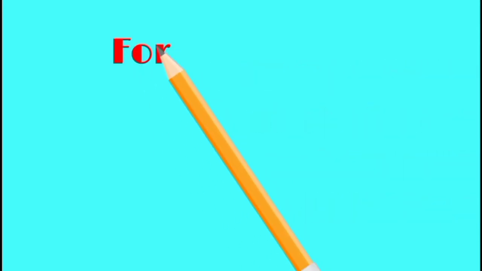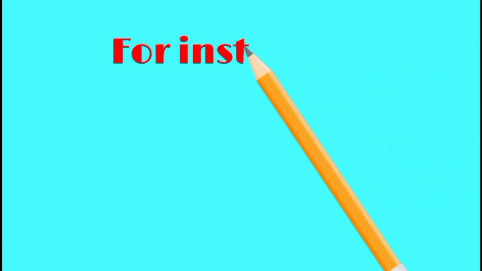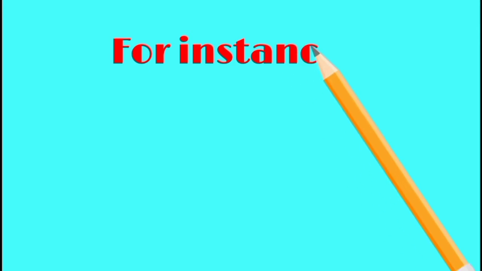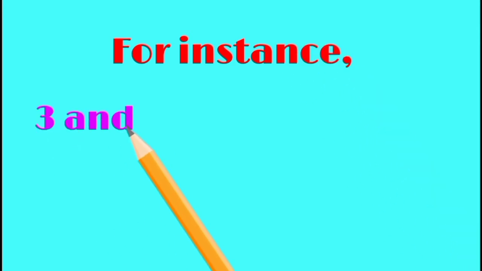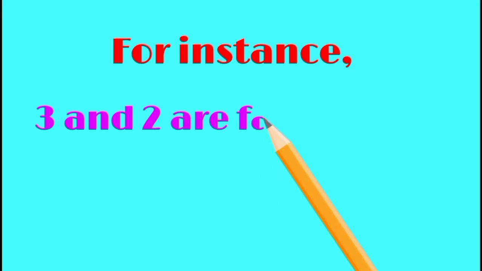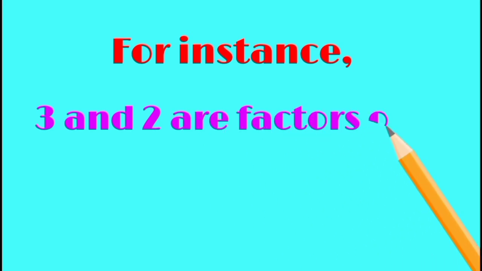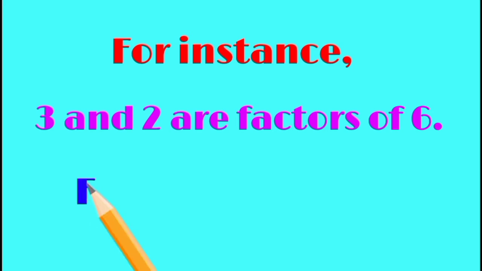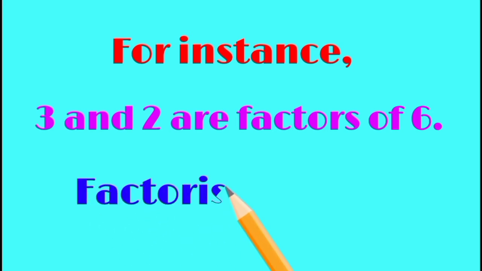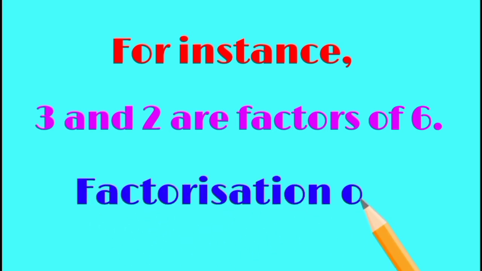I repeat, factorization is simply the art of expressing a number as a product of its factors. For example, we are going to be looking at the number 6. The number 6 has several factors. 3 and 2 are factors of 6. When we express 6 as a product of these factors, it simply means it is factorization.